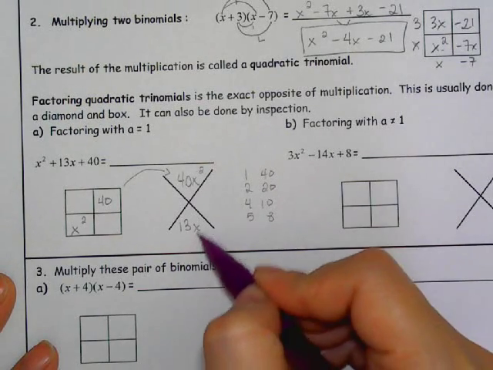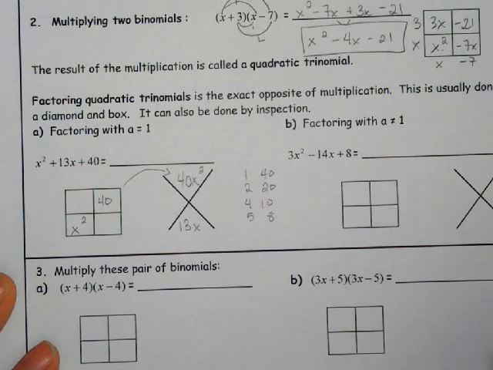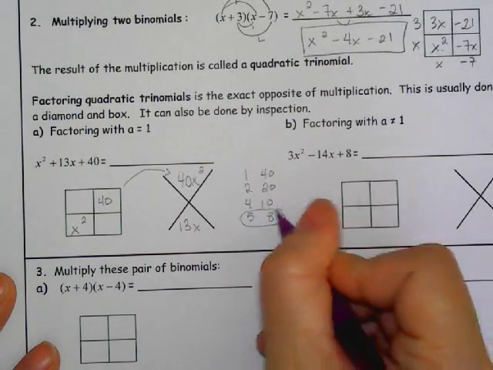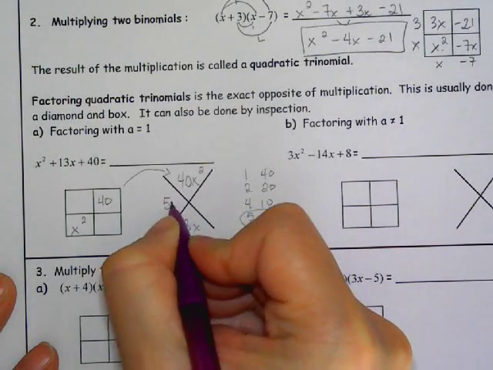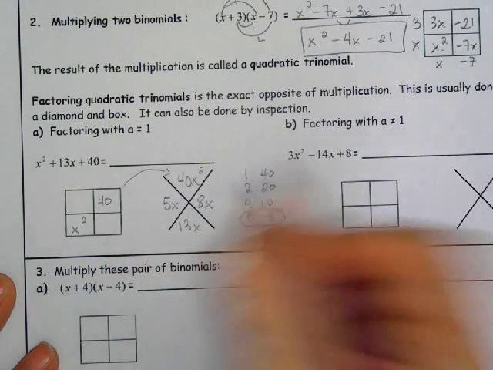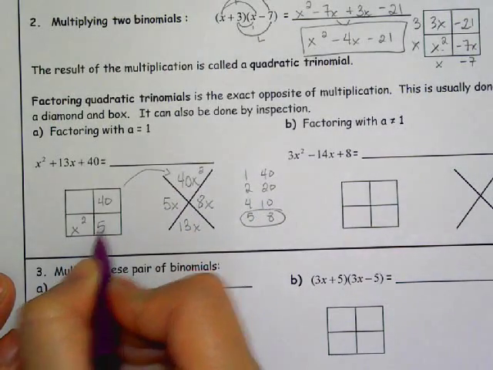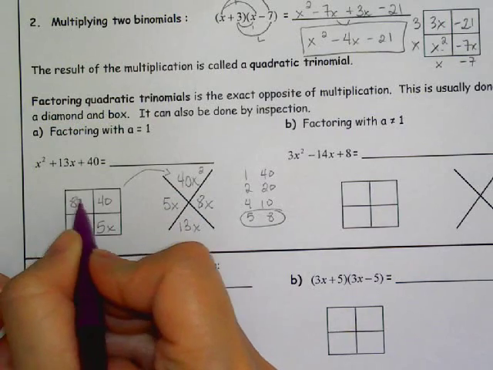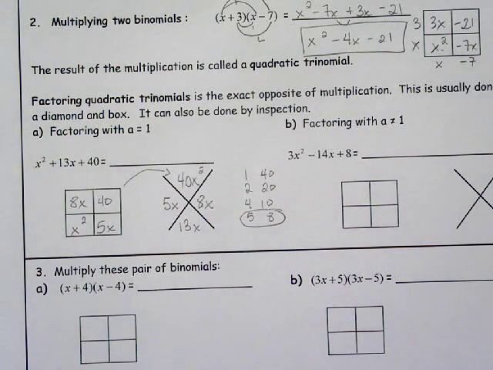So what I'm looking for is what set of those adds up to 13. So that's 5 and 8. So 5x and 8x. Put those in the remaining boxes. It doesn't matter which boxes you put them in. And that's when you factor out.